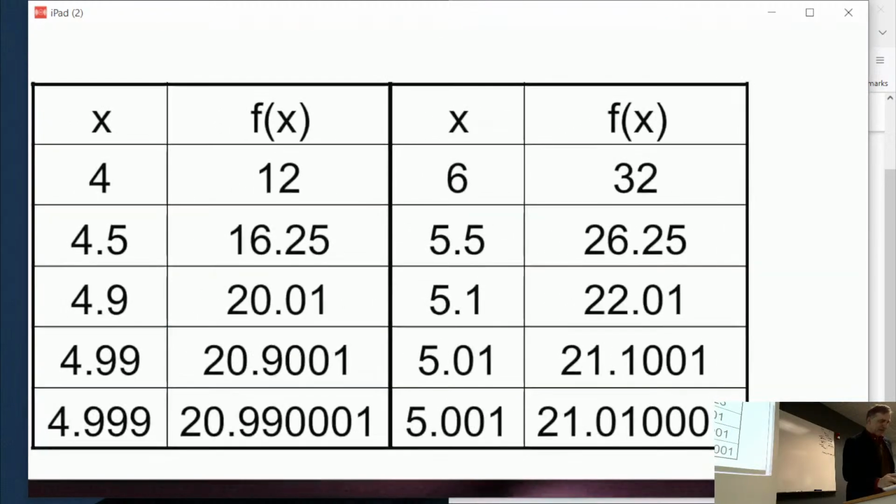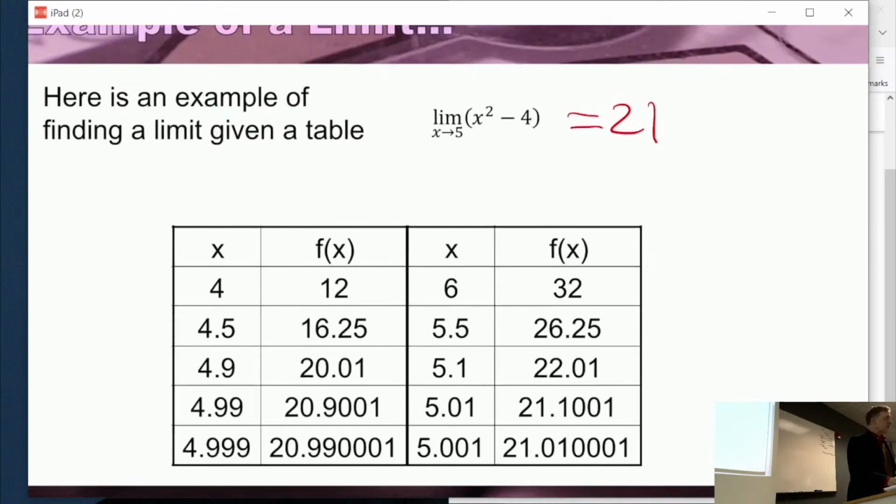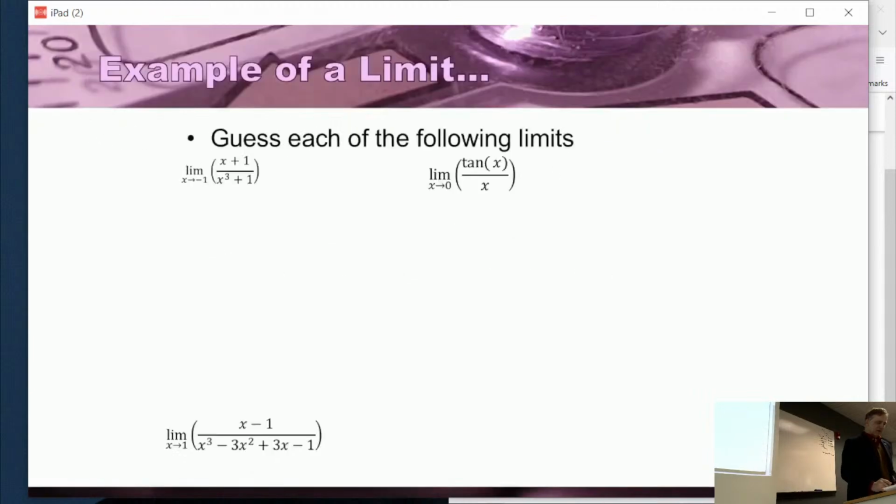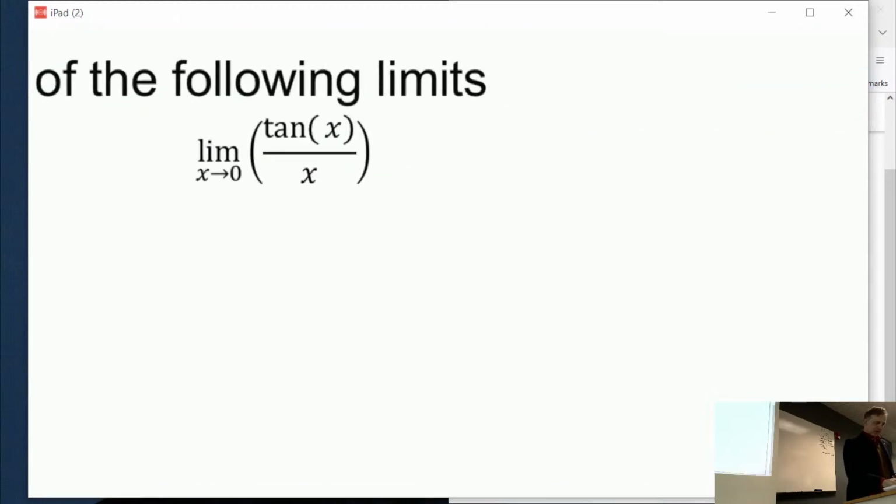And the reason why that limit is 21 is because all of the function values get close to 21 from either side. Now, in this case, I could have just plugged 5 into this function, but that's kind of boring. Well, it's easy, but it's kind of boring nonetheless. Let's see, are any of these interesting? They are interesting, but I only care about one of them, I think. And I think that's this one.